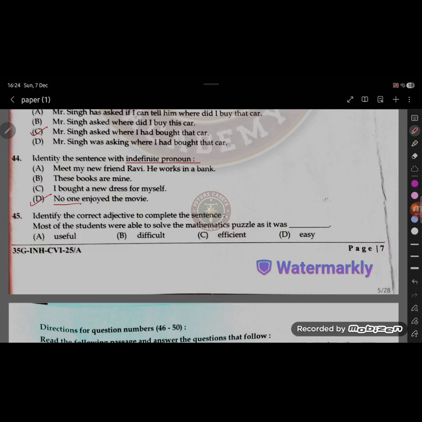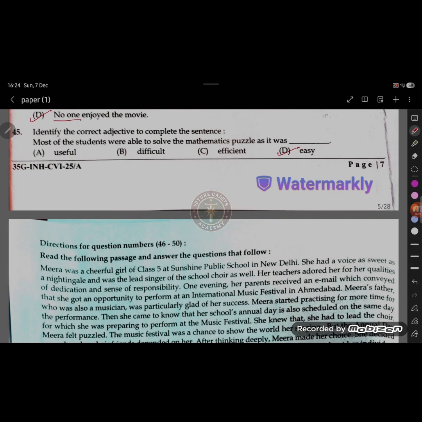Now identify the correct adjective to complete the sentence. We all know what adjectives are. It's something that qualifies a noun or pronoun. And here in this sentence, the appropriate one is easy. So D will be the answer.